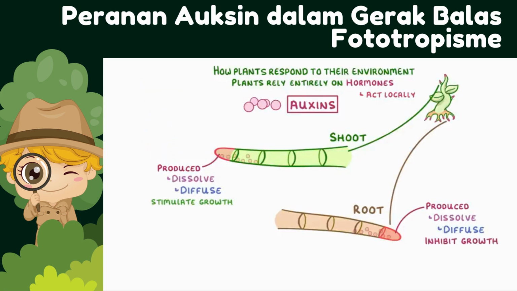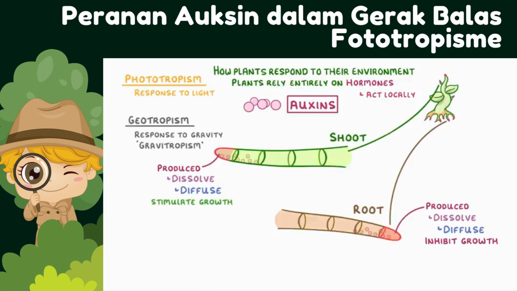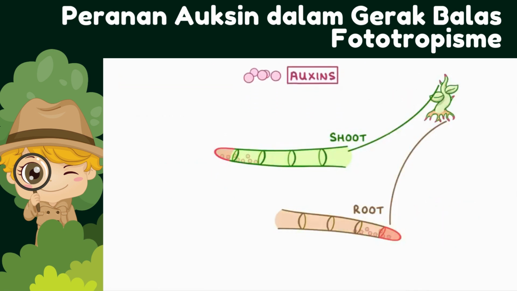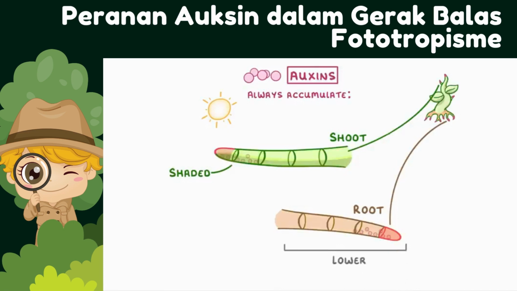The two responses we're going to cover are phototropism, which is a response to light, and geotropism, which is a response to gravity. And you might also hear this be called gravitropism, but it means exactly the same thing. Now, the key rules that you need to remember are that once the auxins are produced in the tips, and they diffuse along, they'll always accumulate on the shaded side rather than the sunny side, and the lower side rather than the upper side.